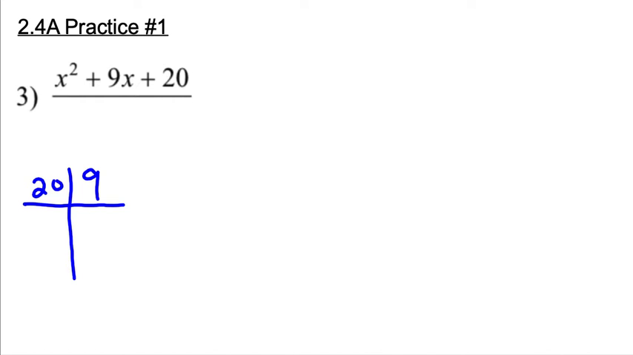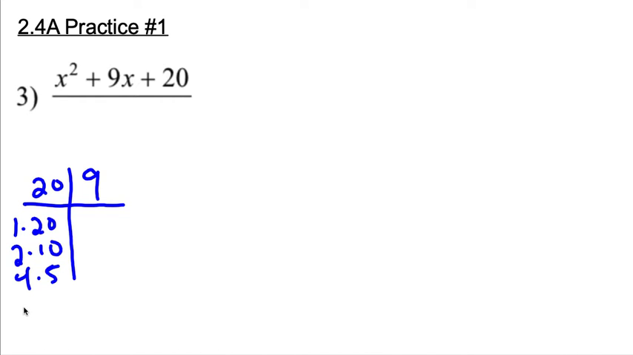So we need to find some numbers that will multiply to give us 20. We have a couple. There's 1 times 20, 2 times 10, and 4 times 5. Those are the three sets of factors that will multiply and give us 20.